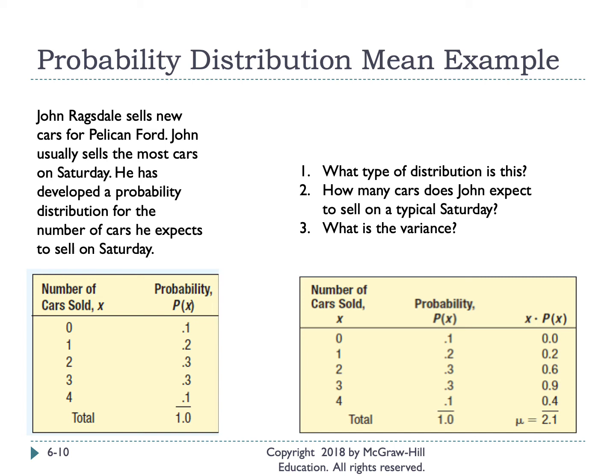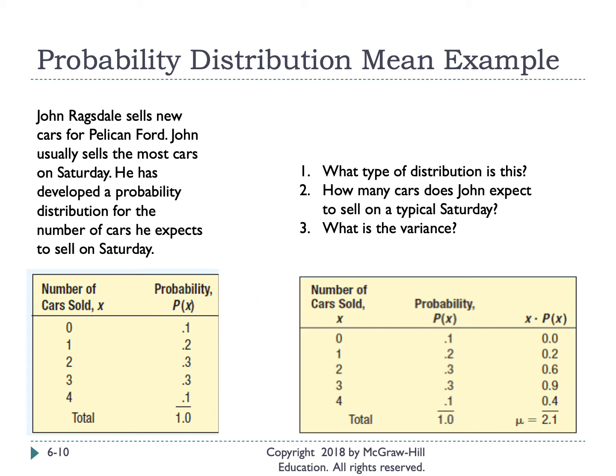So we could ask ourselves some questions. Okay, so what kind of distribution is this? Well, it's a discrete probability distribution because there is separation between our values. It's either 0, 1, 2, 3, or 4 cars sold. Okay. How many cars does John expect to sell on a typical Saturday? So what's his expected value or his mean?